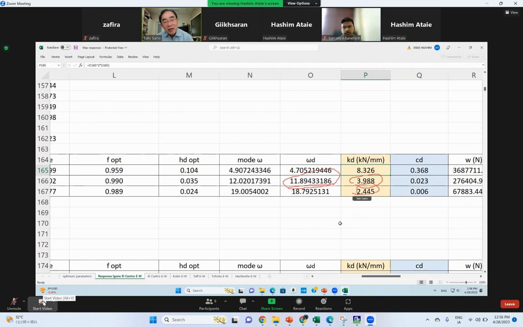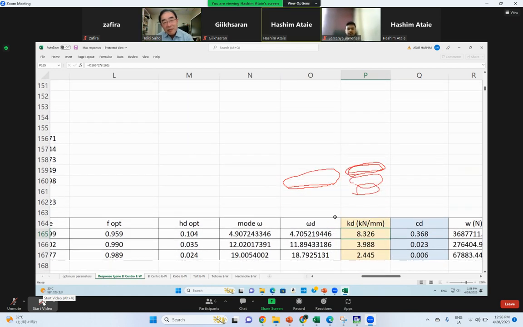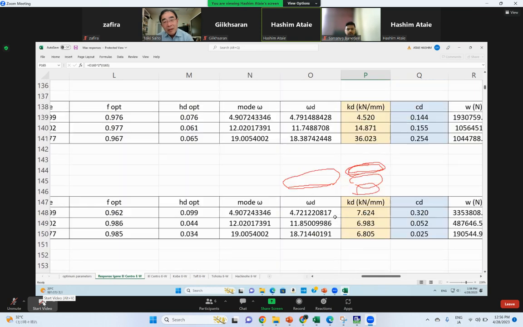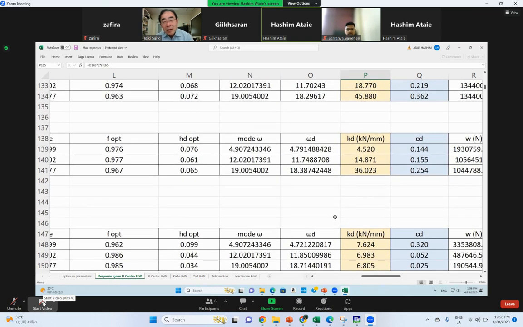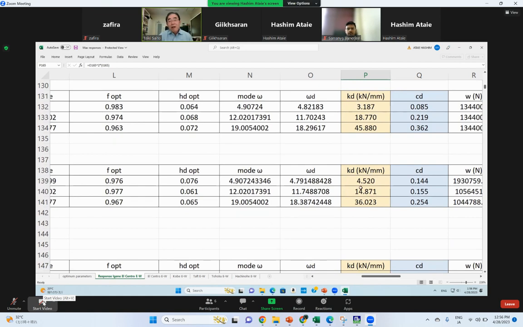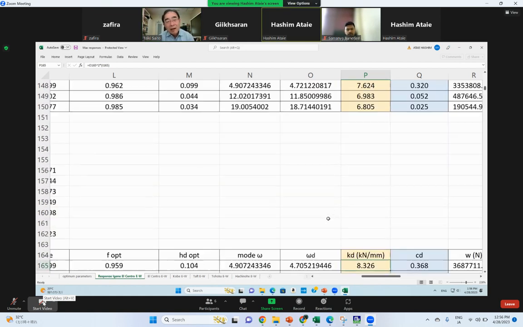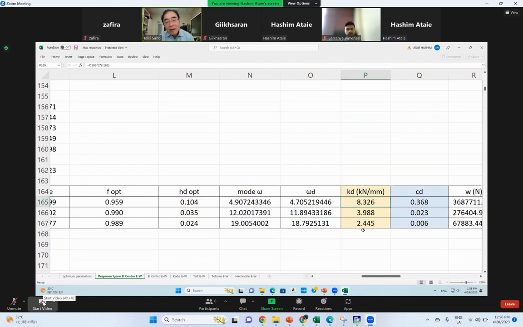But the stiffness is so the effective mass of the first mode is very large, so the stiffness is still large compared to the others. It depends on the method of mass distribution. I see.